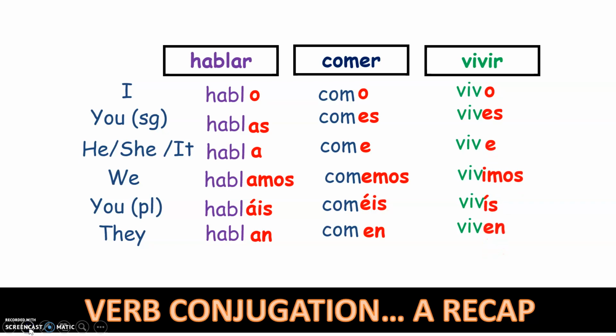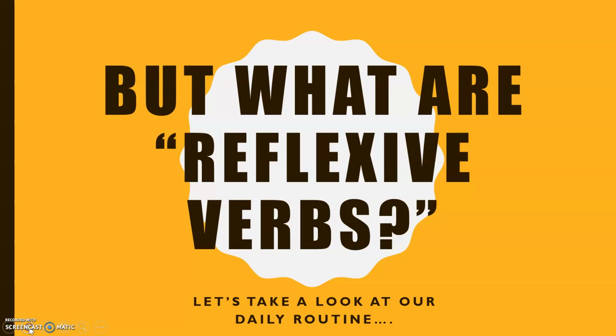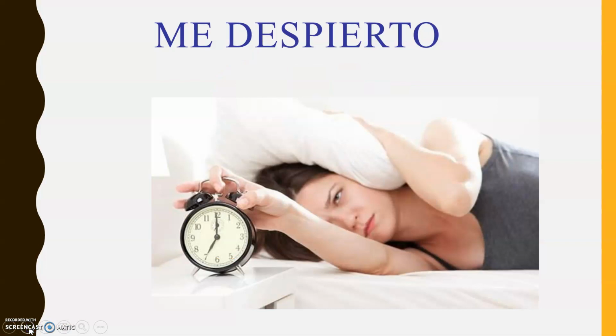You remember from class, I've been asking you to try to memorise these little spelling patterns, this conjugation pattern, as best as you possibly can. But what exactly do I mean then by reflexive verbs? And one of the simplest ways to get this into our head is actually to look at the verbs related with our daily routine. Me despierto.